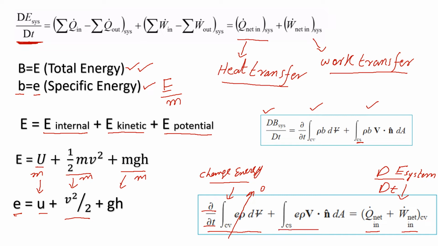Now let's look at this term. This term represents our net flow of energy in and out of our control volume through these control surfaces. So that is the net rate of flow of energy. This term is the net rate of flow of energy.